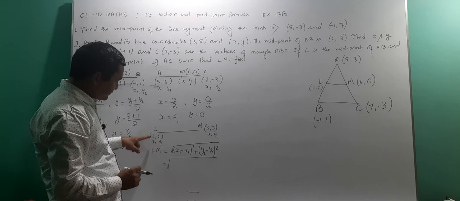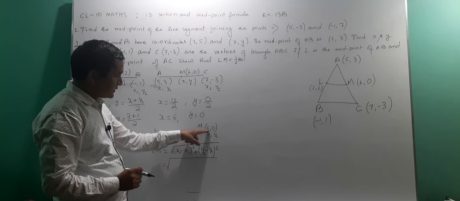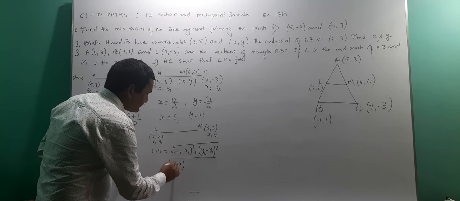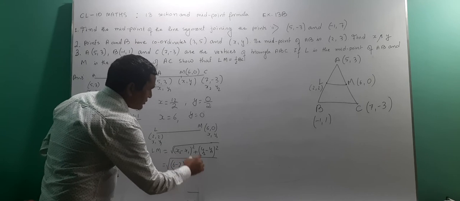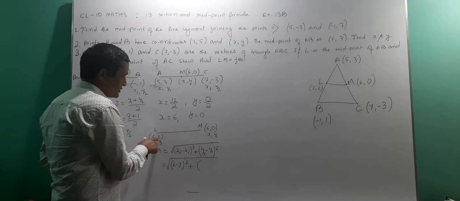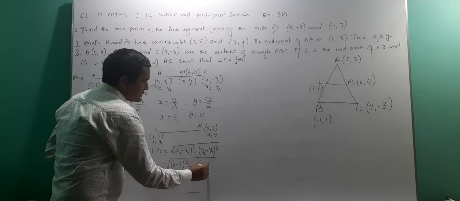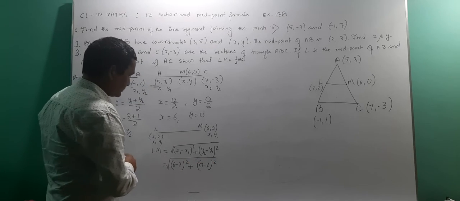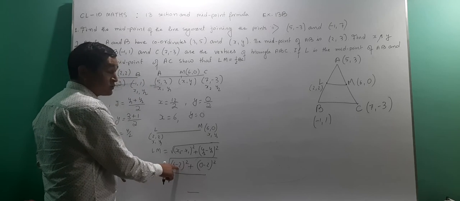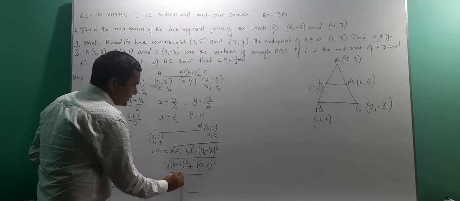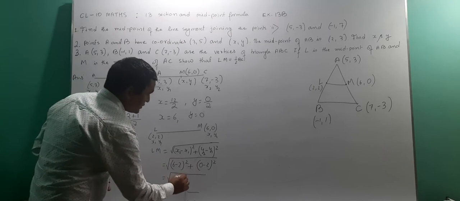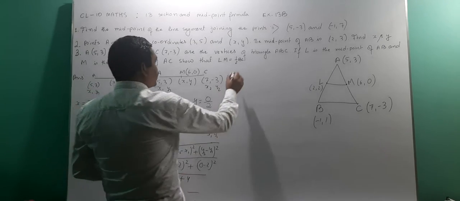Now x2 is 6, minus x1 means 2. This is 6 minus 2, then plus y2 is 0, minus y1 means 2, so 0 minus 2 whole square. Now this equals 4, because 6 minus 2 is 4. 4 square is 16. Then minus 2 square: 0 minus 2 is minus 2, and minus 2 square is 4.